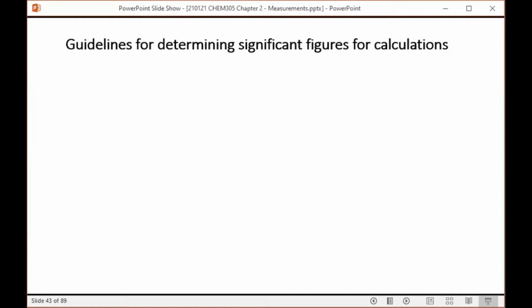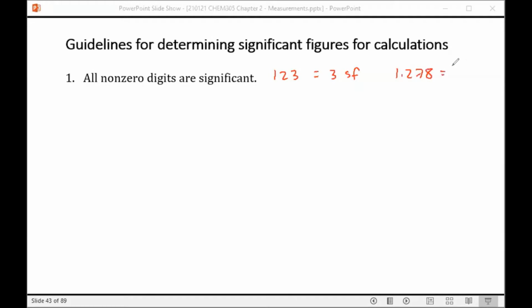So there are some guidelines for determining the significant figures in calculations. If you have a number and you're going to be performing a calculation on it, and that number is from a measurement, that means it has sig figs, you need to be able to count how many sig figs are in that number. In numbers, any digit that's not 0 is always going to be significant. So for example, let's say we have 123, that has 3 sig figs. All those non-zero numbers are significant. 1.278 has 4 sig figs.